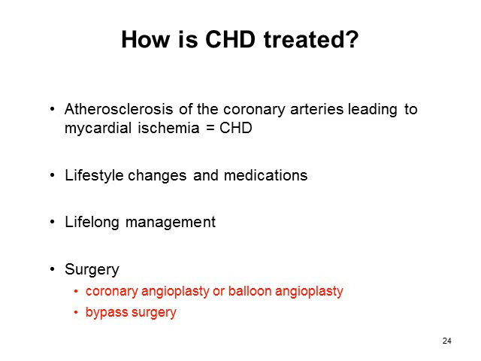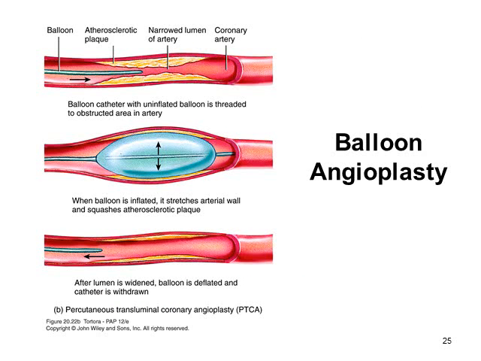Ultimately, if it is a very severe block, we can go in for surgery, and you can have either coronary angioplasty or a balloon angioplasty or a bypass surgery. So in balloon angioplasty, what happens is a very narrow catheter with the balloon on the end is inserted into the obstructive area of the artery.